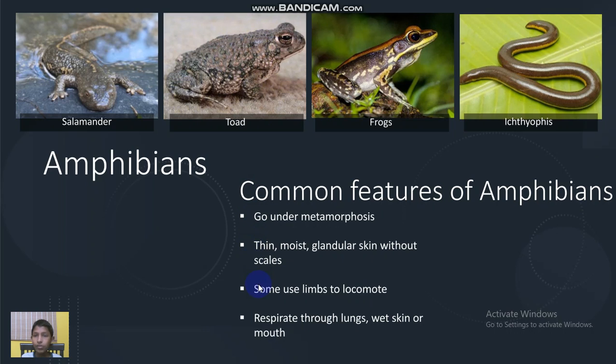Some use limbs to locomote, like the frogs and toads, and others, like the ichthyophis, use its body to slither around. They respirate through lungs, wet skin or mouth. You can see that salamanders in their early stage of life develop gills to live in the water, and so toads and frogs, as their tadpoles, develop gills to live in the water as well.